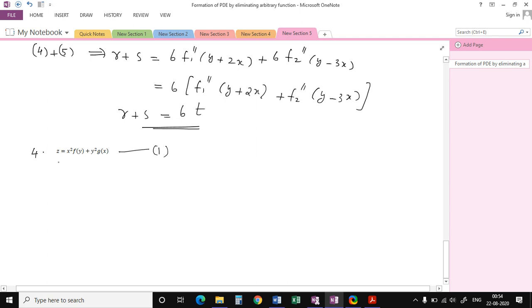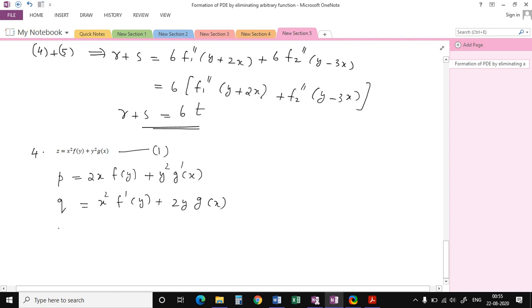Now then find out the value for p and q. So I will write it directly here. So dou z by dou x is p, that is equal to, differentiate this one with respect to x, so that you will get 2x fy plus y square g dash x. Now you differentiate with respect to y, we will get q. Q is x square f dash y plus 2y into gx. This is our p and q.